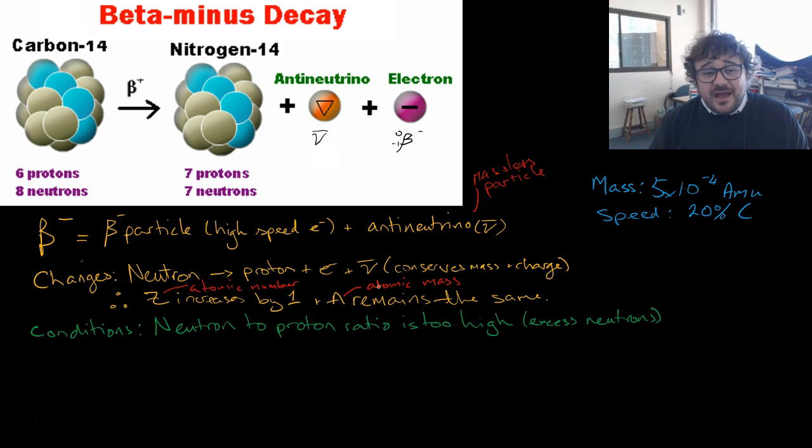So what are the conditions that this would happen? Basically, if the neutron to proton ratio is too high, so you've got excess neutrons, one will convert to a proton and release a beta particle.